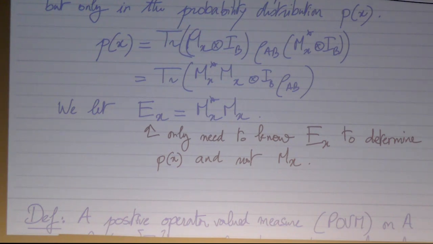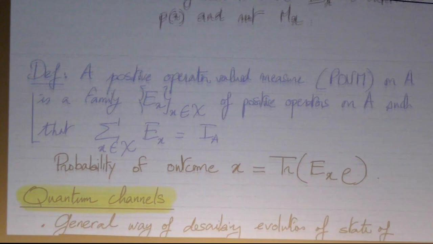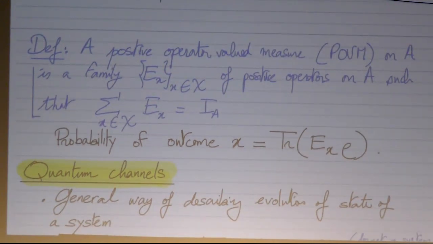This gives me the definition of a POVM, a positive operator valued measure. A POVM for short on A is just a family of positive operators on A that sum to identity.